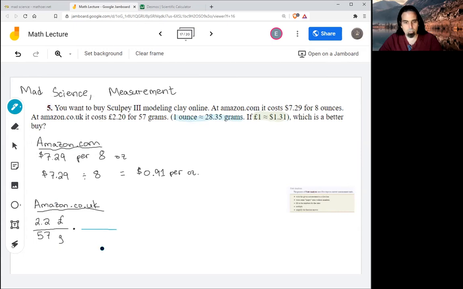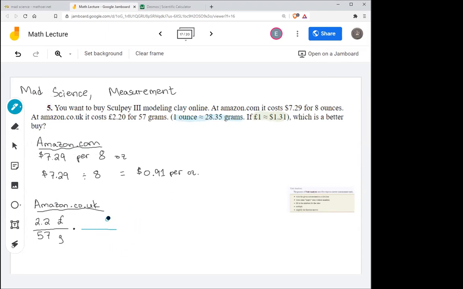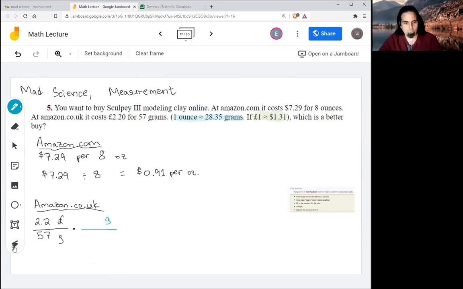So am I going to put my grams on the top or the bottom? Am I going to put my ounces on the top or the bottom? Grams on the top. Grams has to be on the top. And I know that because I want them to cancel. And they can't cancel unless one is on the top and the other's on the bottom. So grams and ounces, and 1 ounce is 28.35 grams.